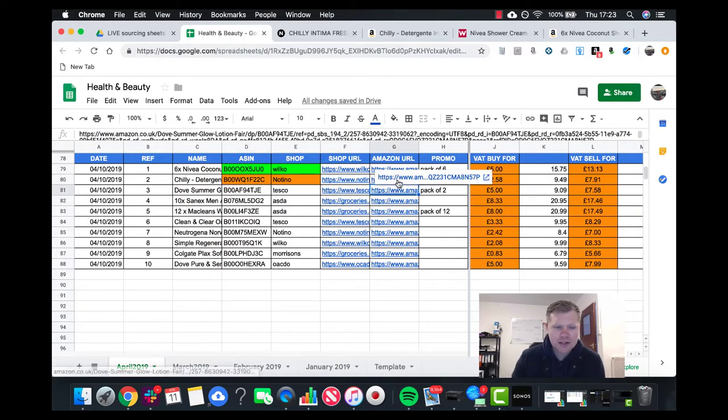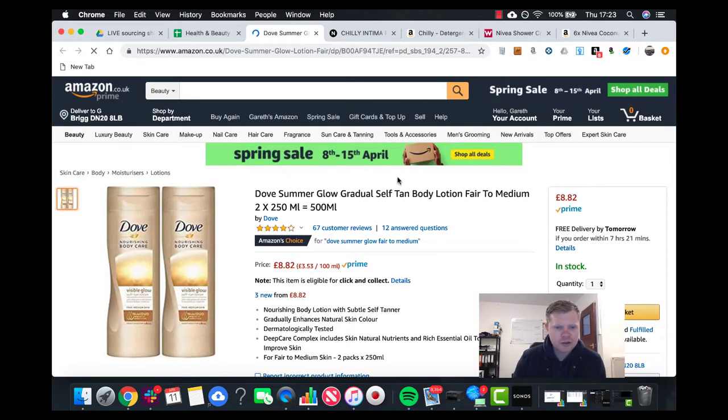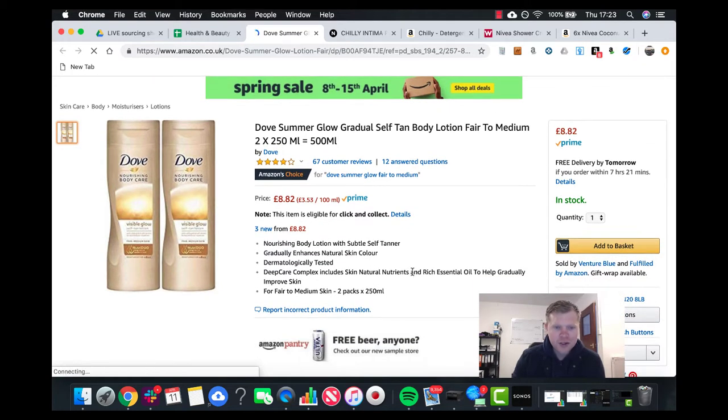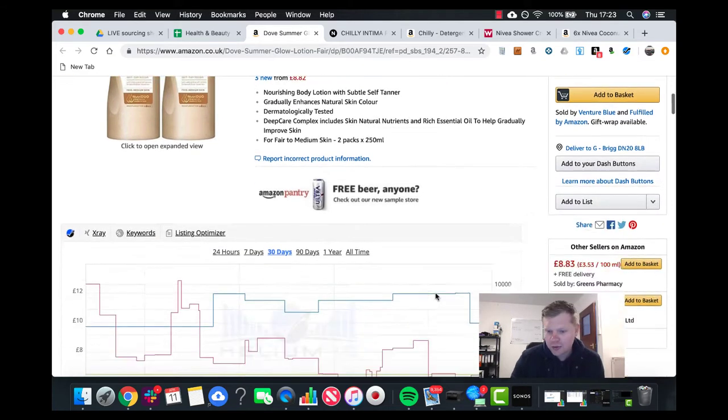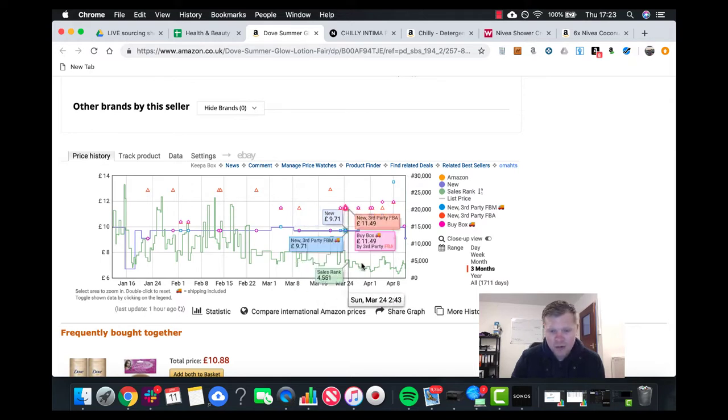So next, let's look at the Dove. Is it Summer Glow? Yeah. So Dove Summer Glow. This is a good item coming up into summer. You can imagine a few people trying to get a bit more of a glow to themselves, as it suggests. So it's a good one to keep an eye out for. It's selling well. It's right down there on the selling rank at first glance.